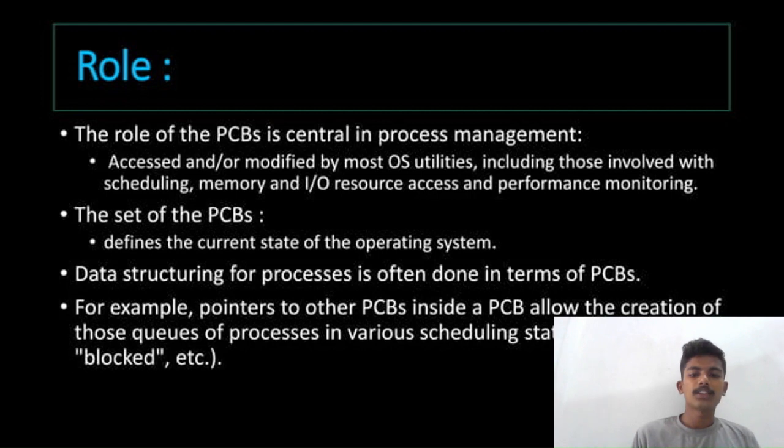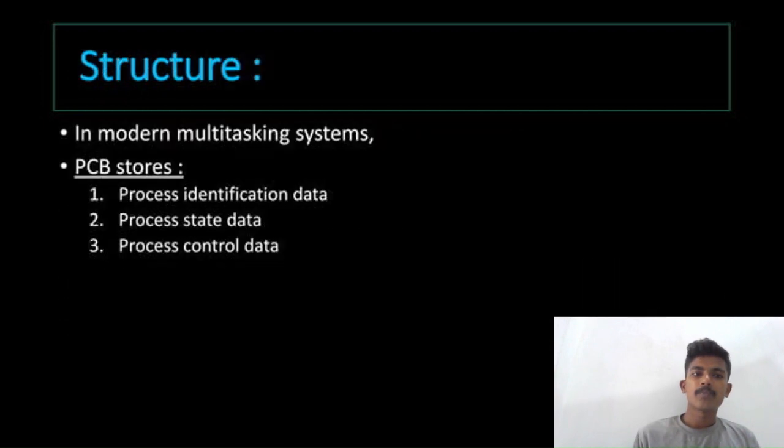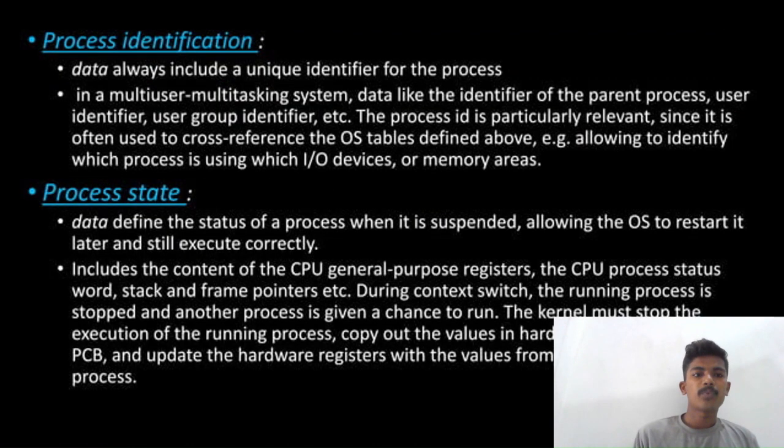Data structuring for processes is often done in terms of process control blocks. For example, pointers to other process control blocks inside a PCB allow the creation of queues of processes in various scheduling states, for example, ready state, blocked state, running state, and so on. So, in modern multitasking systems, the structure of the PCB is process identification data, process state data, process control data. So let us know about each of them.